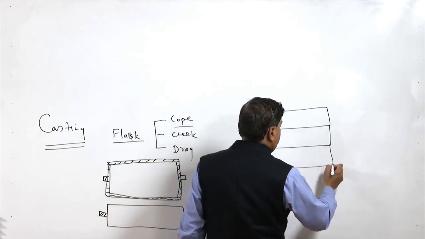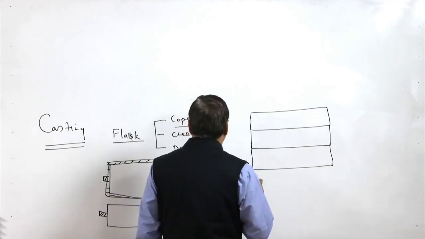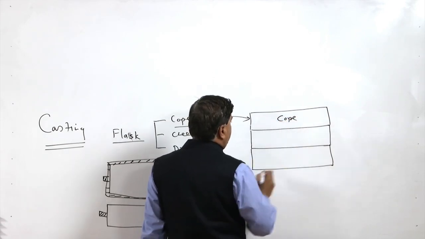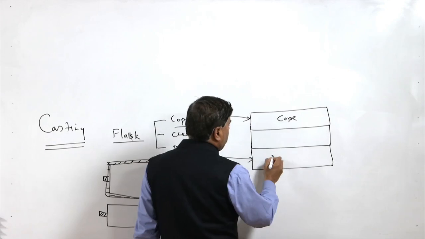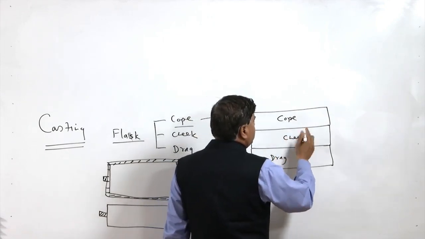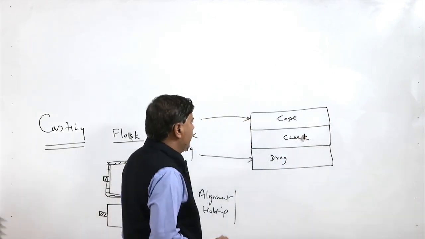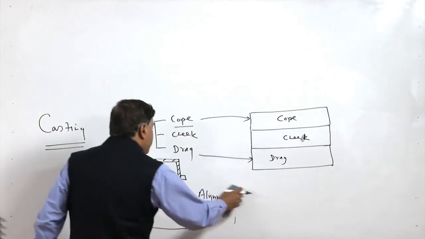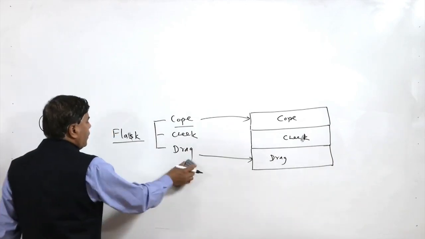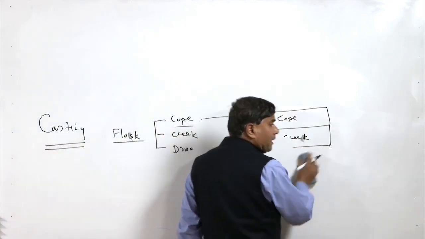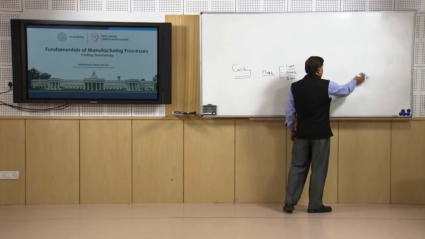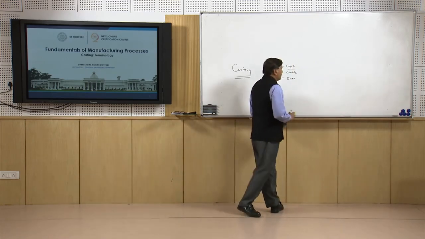If you are using 3 flasks, then the one flask which is used at the top is called the cope, and the one which is used at the bottom is called drag, and the one which is kept in the middle is termed as cheek. However, it is common to use the 2 flasks termed cope and drag, but for large and complicated shape castings, even a third flask termed cheek is also used.